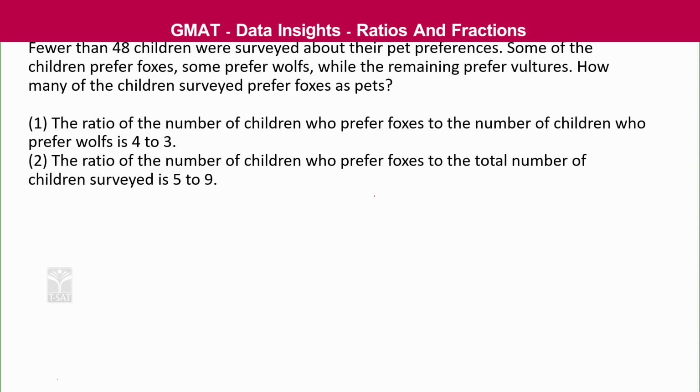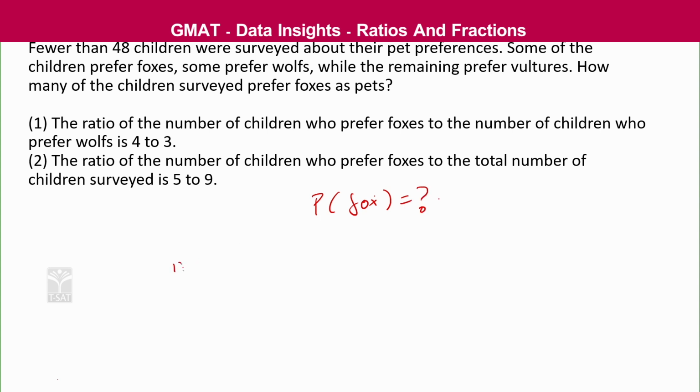Statement 1 is saying that the ratio of the number of children who prefer foxes to the number of children who prefer wolves is 4:3. Statement 2 is saying that the ratio of the number of children who prefer foxes to the total number of children surveyed is 5:9. So, we need to know the probability that the children surveyed prefer foxes.